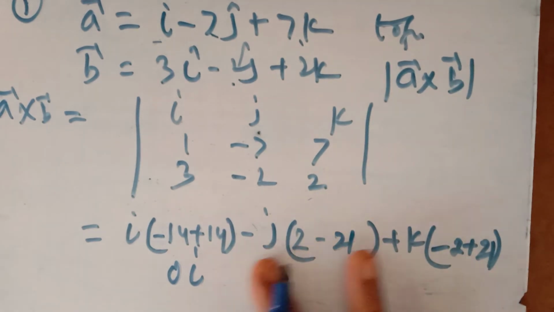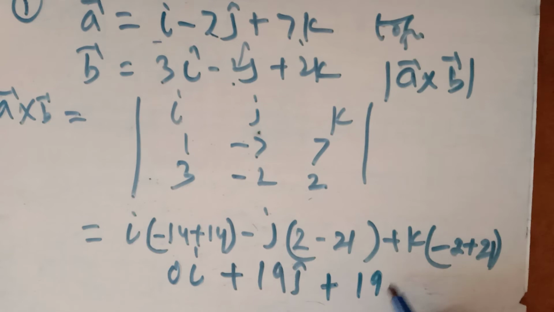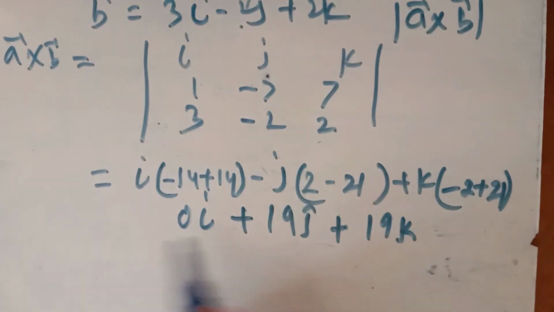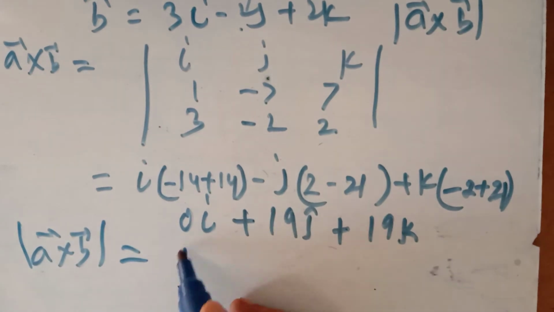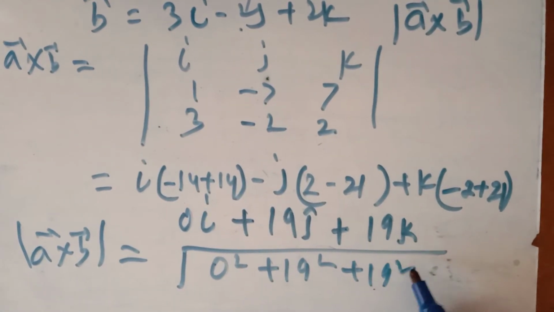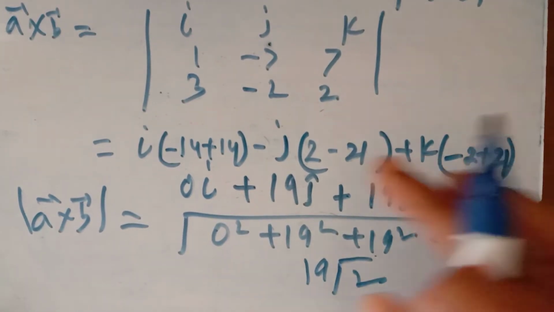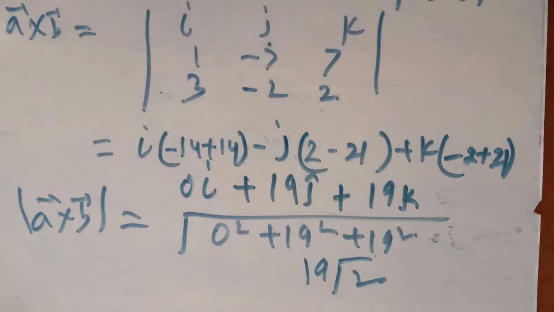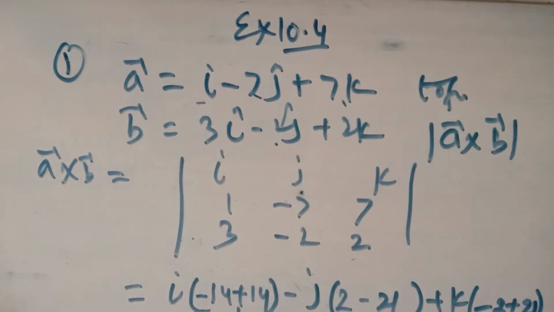So it is 0i plus 2 minus 21, that is minus 19j, and plus 19k. So this is A cross B, and now find the modulus of this vector. It is equal to the square root of a squared plus b squared plus c squared. When you solve it, it will be 19 root 2, the value of the modulus of A cross B. So this is question number 1 of exercise 10.4.